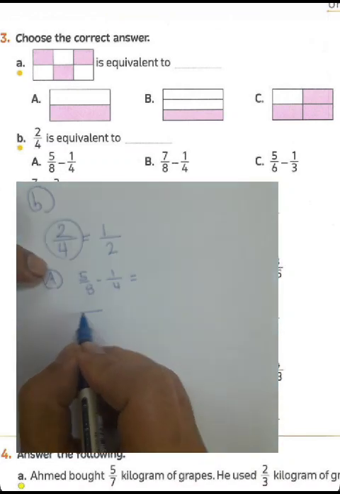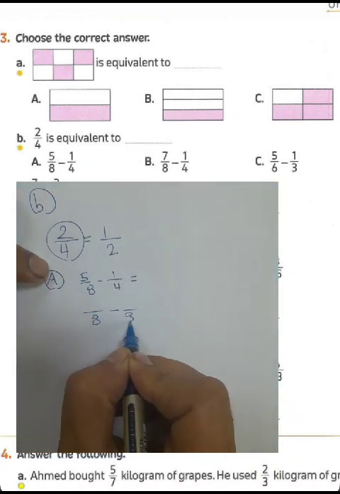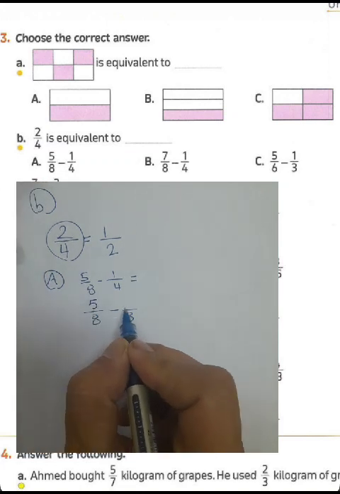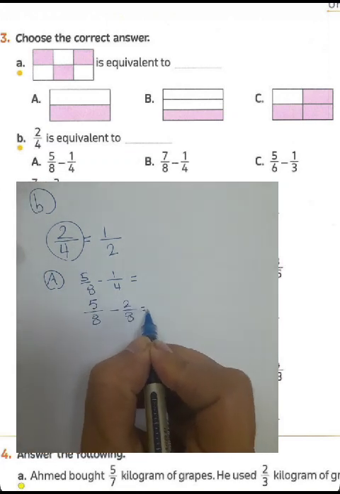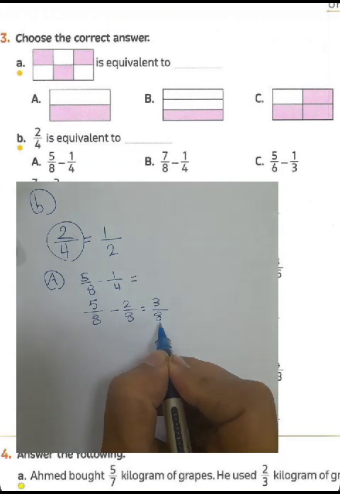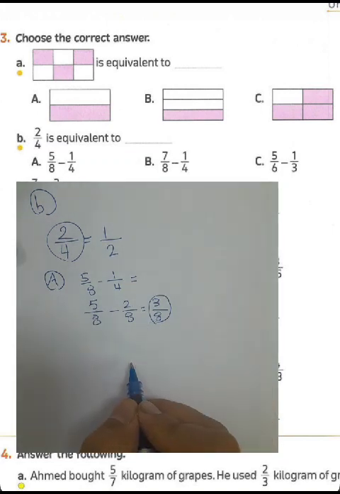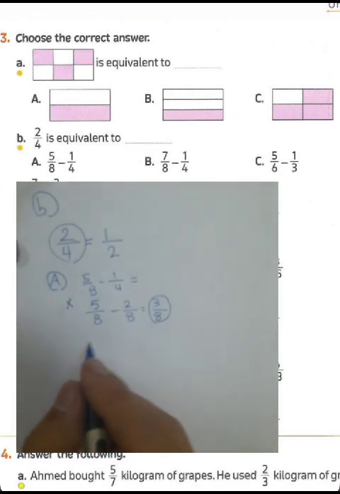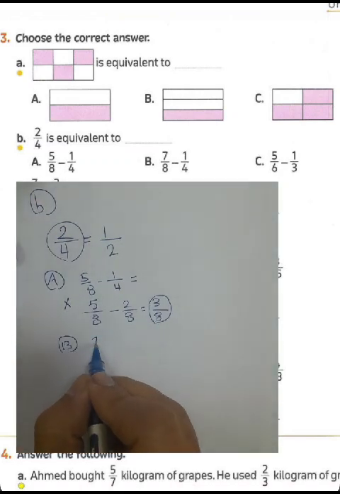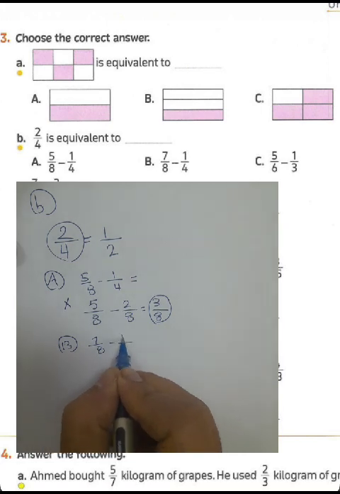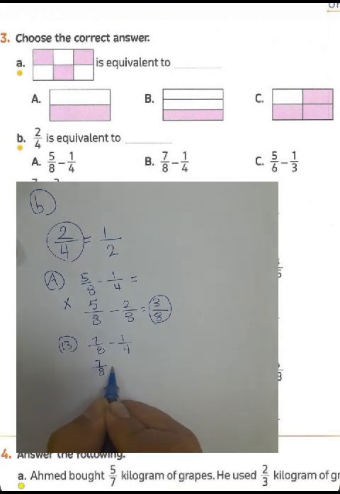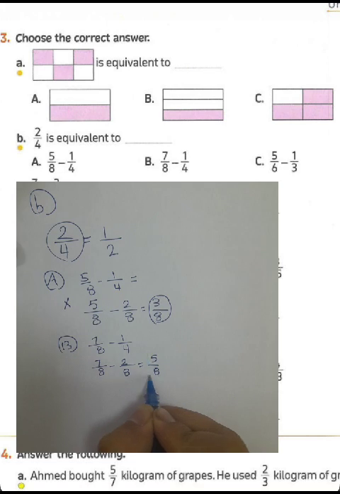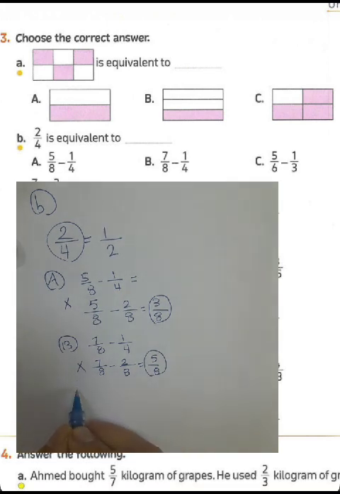First step, we write the least common multiple between the two denominators, which equals 8. 5 over 8, and here 2 times 1 equals 2, 5 minus 2 equals 3, then the result will be 3 over 8. Don't choose letter A because the result is not equal to 1 over 2. What about letter B? 7 over 8 subtracted by 1 over 4, we write 7 over 8 subtracted by 2 over 8. 7 minus 2 will be 5, the result will be 5 over 8. Don't choose letter B.